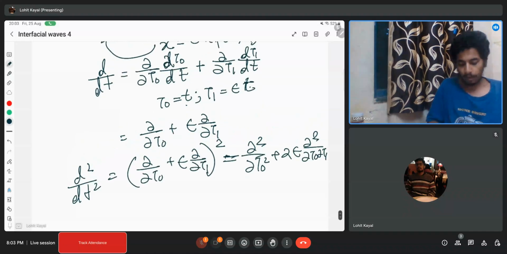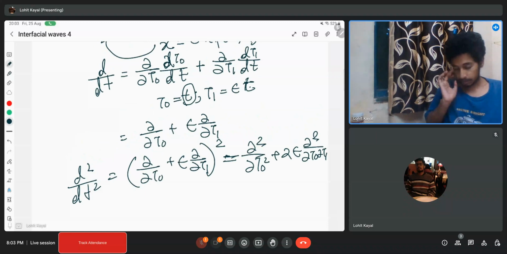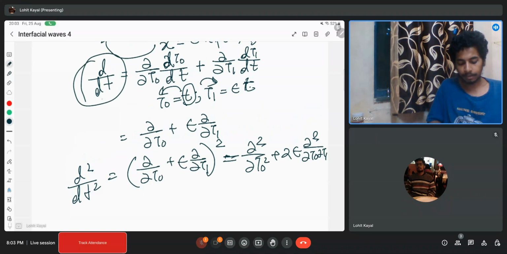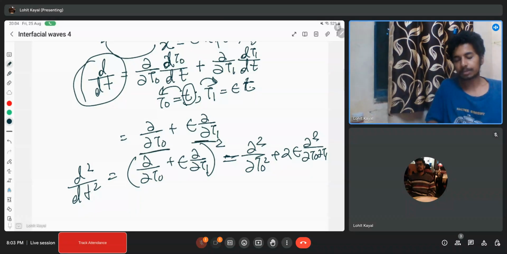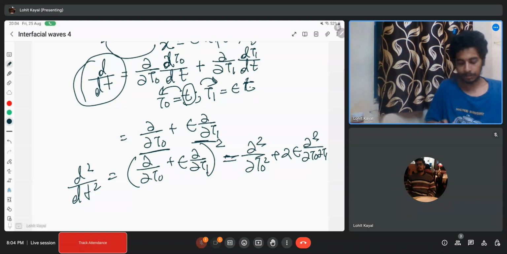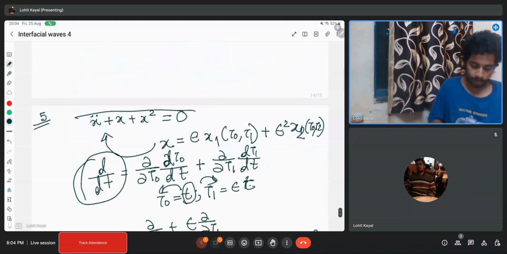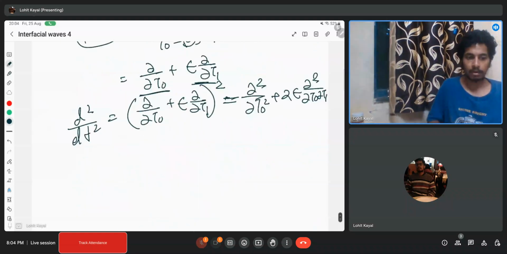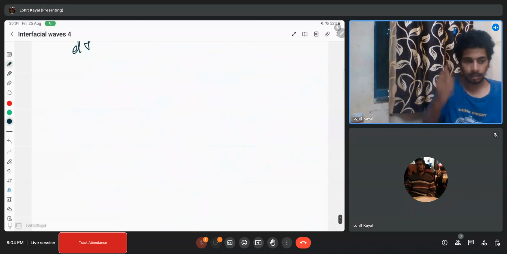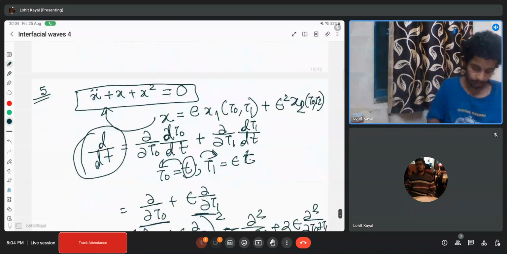Now see that you have one variable originally, t. From t you have converted it to t naught and t1. So what was originally your ordinary differential equation, d of dt, you have changed it to a partial differential equation. Okay, all right. So now this is your equation. So what is the equation? Let us just substitute that.